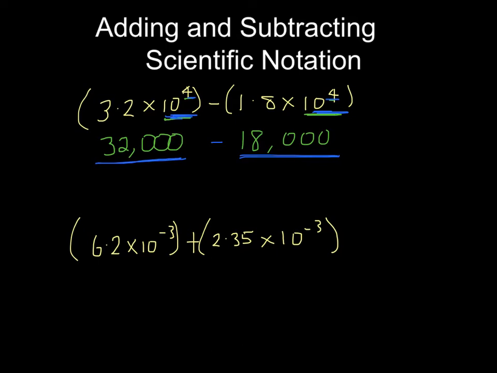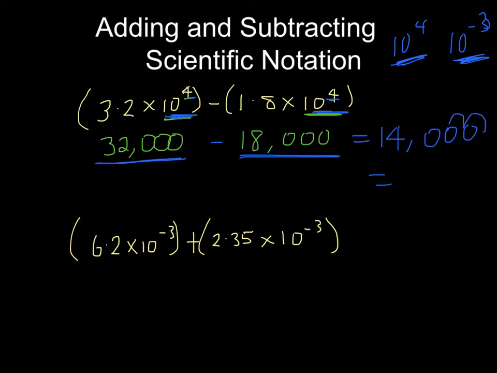If they weren't the same, for example, if one was 10 to the power of 4 and the other one was 10 to the power of -3, you can see how these numbers are vastly different. One a really big number, one a really small number, and the place value columns would not align for us to add or subtract. So in this case, you can see that the answer should end up at 14,000, or 1.4 times 10 to the power of 4.